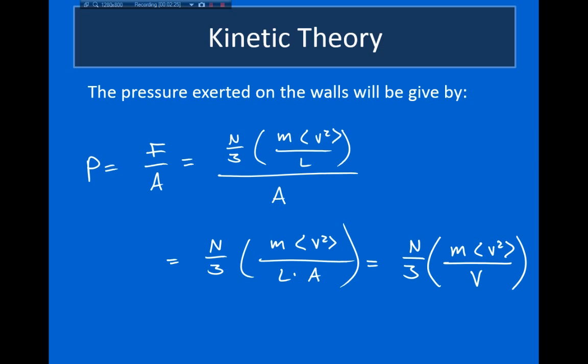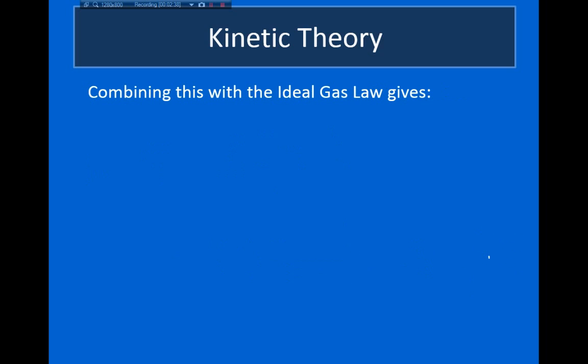Now we have to be a little bit careful when we're dealing with this equation, because we have these two v's here, so we need to be careful not to get confused. This big V down here is the volume, and this little v here is the speed of the particles. So now what I want to do is combine this with the ideal gas law. Remember at the beginning of this I said I wanted to relate the speed of the particles to the temperature.